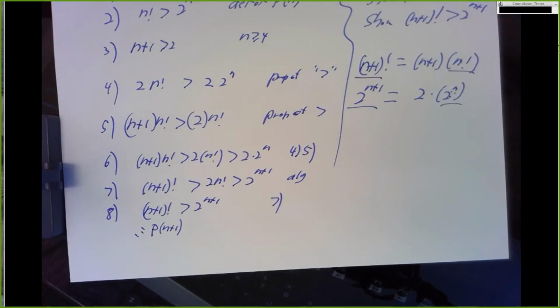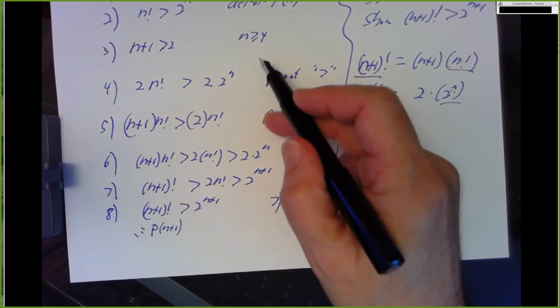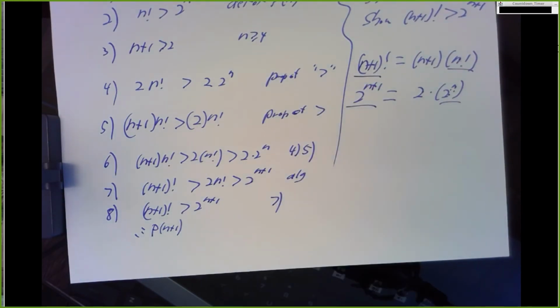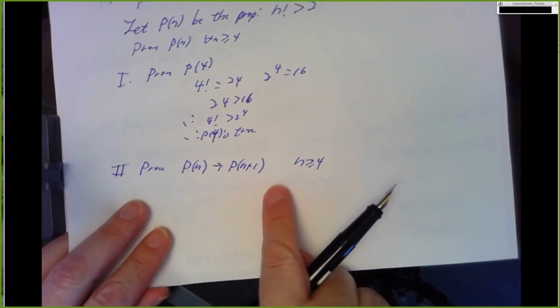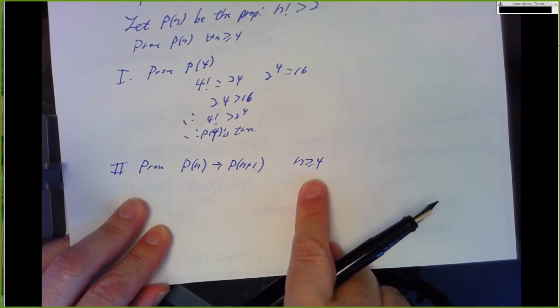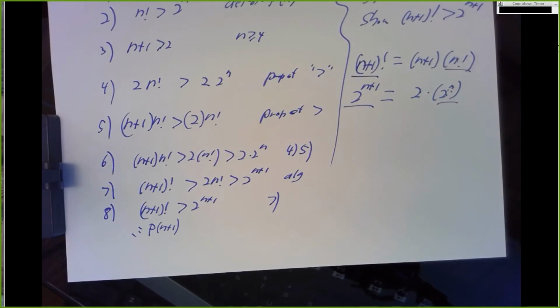Why is step 3, n plus 1 is bigger than 2? Because n is bigger than or equal to 4. Right? So we're trying to prove P of n implies P of n plus 1 for n bigger than or equal to 4. So if n is bigger than 4, n plus 1 is bigger than 5.